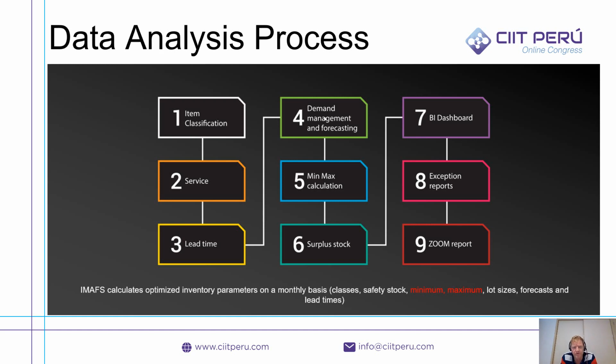We also identify surplus stock, how long it's going to take for that to run down, and all this information is presented to us in 7, 8, and 9, which is BI dashboard type information, so we can monitor what benefit we're getting from our review activity, as well as monthly reports showing our inventory ups and downs, etc.